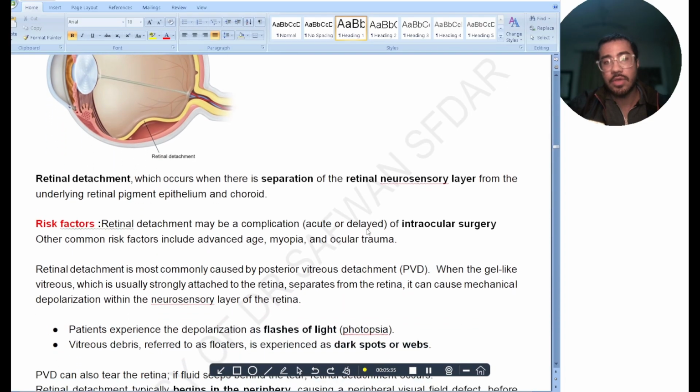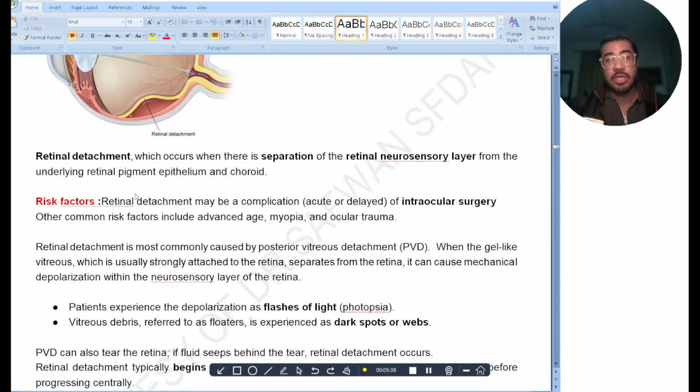Now let's give a rapid read of the risk factors: intraocular surgery, myopia, ocular trauma. Retinal detachment is most commonly caused by PVD, as I told you guys. It is a gel-like vitreous which is usually strongly attached to the retina.